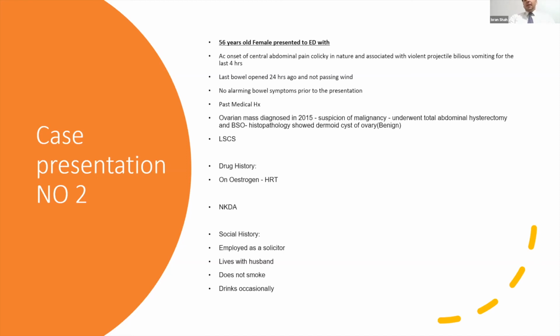She had a past medical history of an ovarian mass that was diagnosed in 2015. There was some suspicion of malignancy. She underwent a total abdominal hysterectomy with bilateral oophorectomy. The histopathology showed that it was a benign dermoid cyst. She also had a previous cesarean section. She was on some hormone replacement therapy, otherwise was fit and healthy, and was a solicitor.